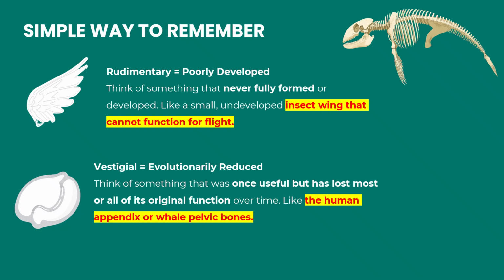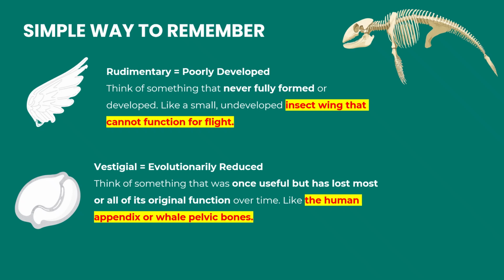The first one is rudimentary organs. Rudimentary organs stands for the organs which are poorly developed, or they are never fully formed. They are poorly developed or underdeveloped. For example, insect wing. The insects are not able to fly, although they have a wing. So they don't have a flight function in them. So that's a rudimentary organ in case of insects.